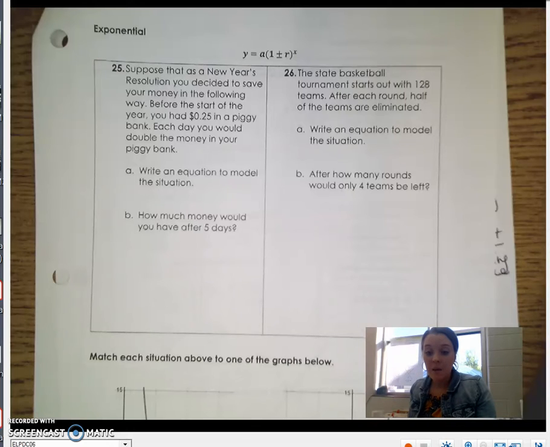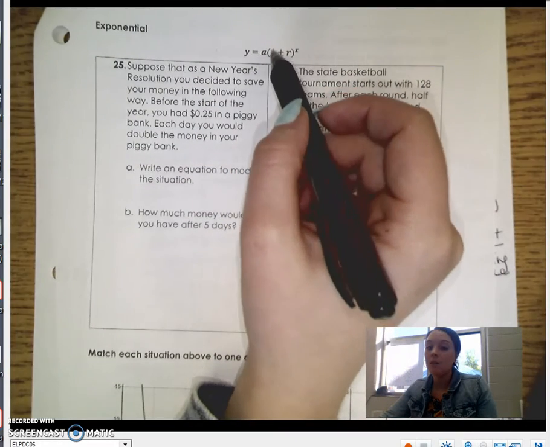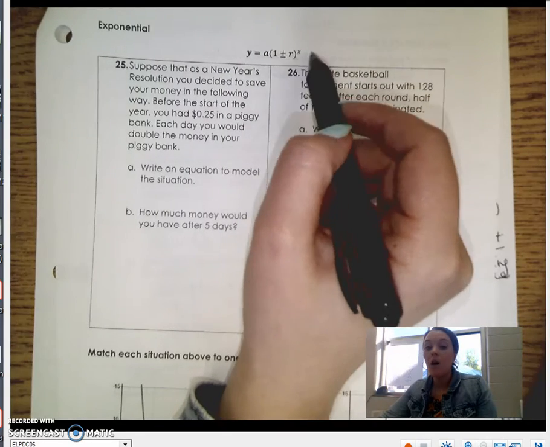The last type of function that we learned about this year was exponential functions, and the growth and decay function for exponentials is y equals a times the quantity 1 plus r to the power of x, or to the power of t, and we called that our ART formula.